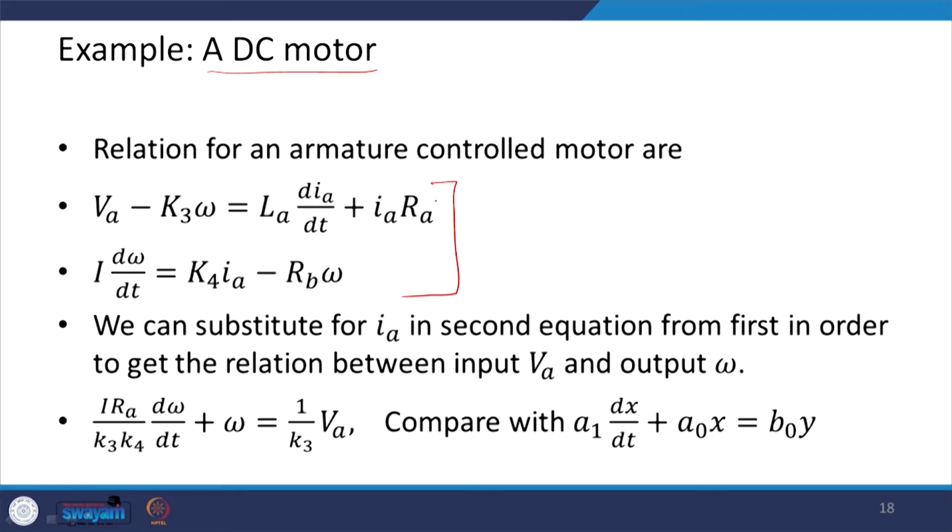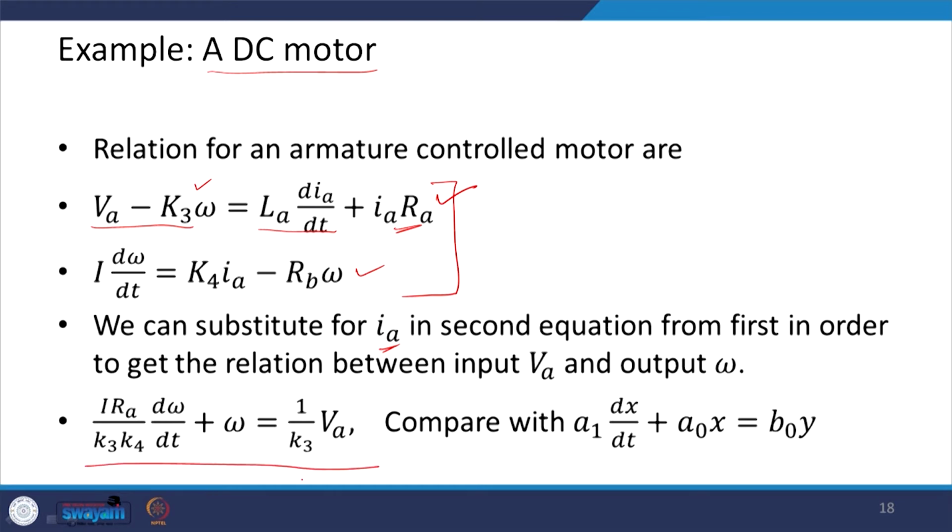Basically this is the equation for the armature controlled motor, where this is the voltage supplied to the armature, and this is the back EMF. These are the voltage across the inductance, and this is across the resistance, and this is the equation for the load. Here we can simplify these equations, that is, substitute for IA from the first one and second one. So, this is what I can get.